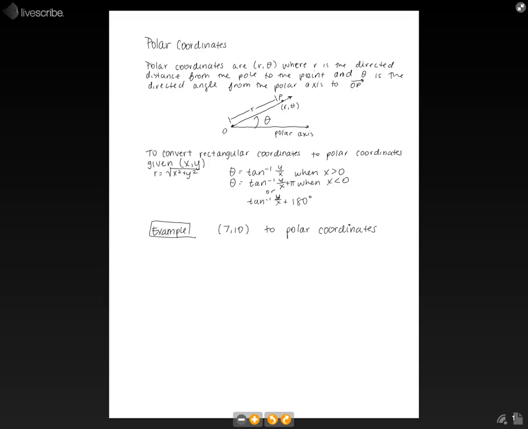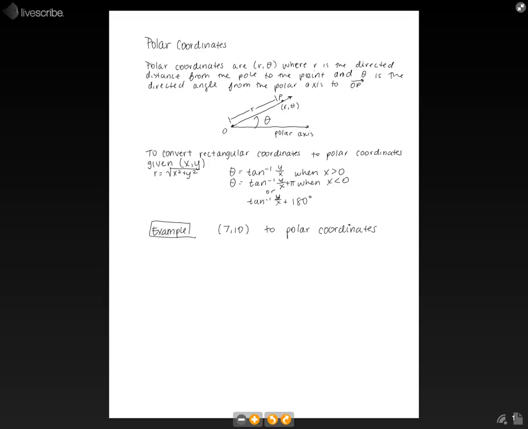So here's a little sketch, and you can see we have this ray coming off of the axis, and r is the distance between O and P, so then point P is our r, comma theta, and theta is that angle from the axis to our ray.